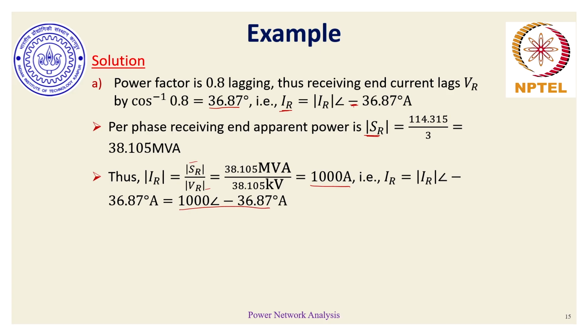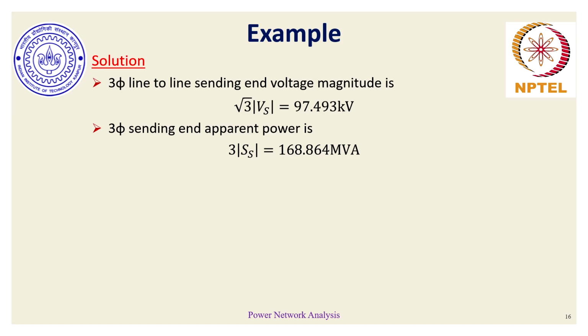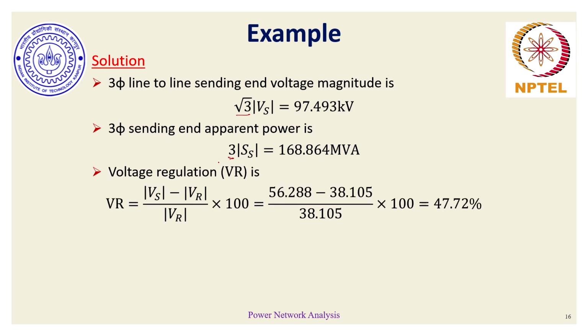We know VR, we know IR, and we know Z, which is given here. So we can find the value of Vs also. And we can also find the corresponding sending end per phase complex power in terms of Vs and IR conjugate. Vs per phase voltage magnitude is 56.288 kV. To find the line to line voltage, we multiply it by root 3. To find the total three-phase apparent power, we multiply it by 3. And the percentage voltage regulation is positive 47.72%.